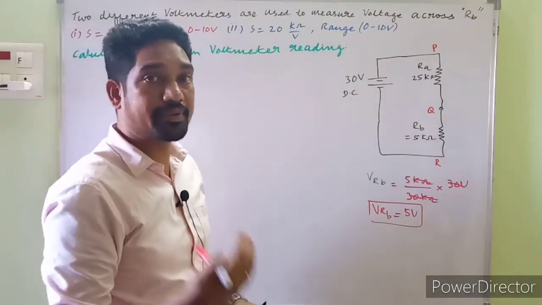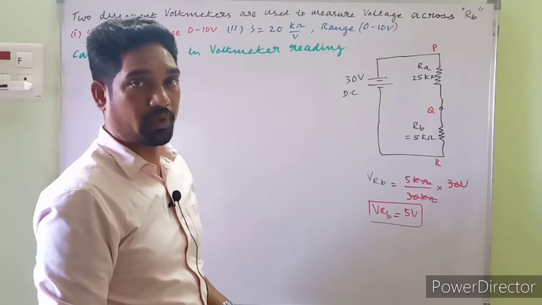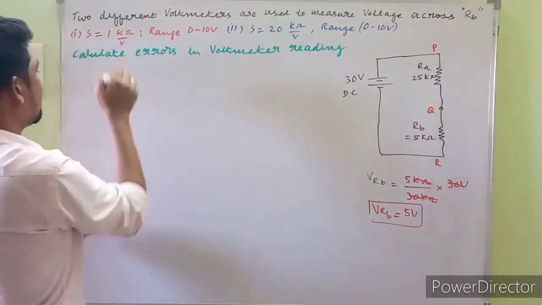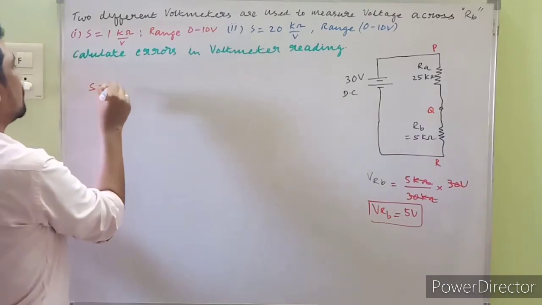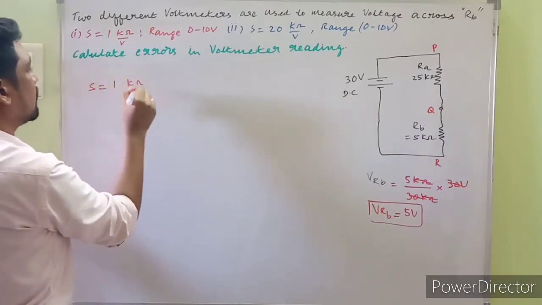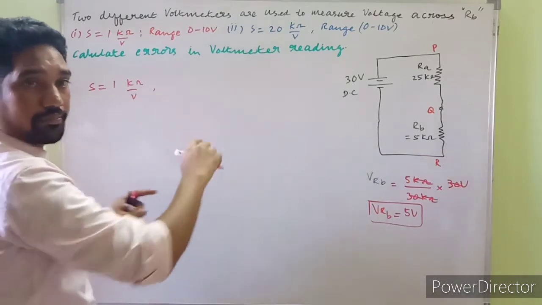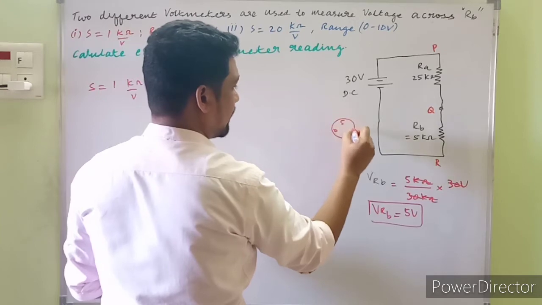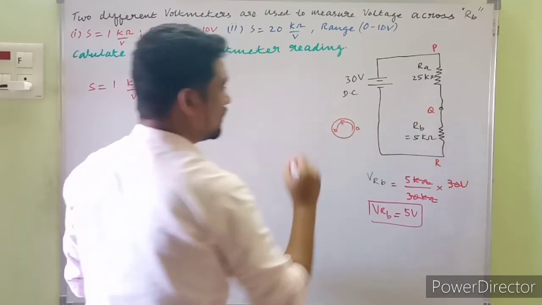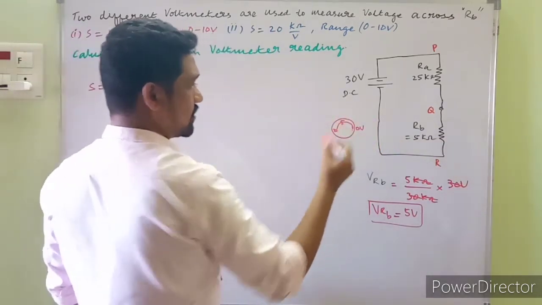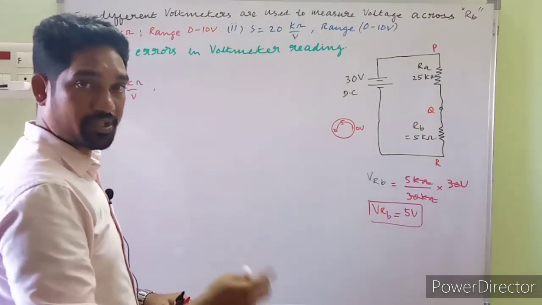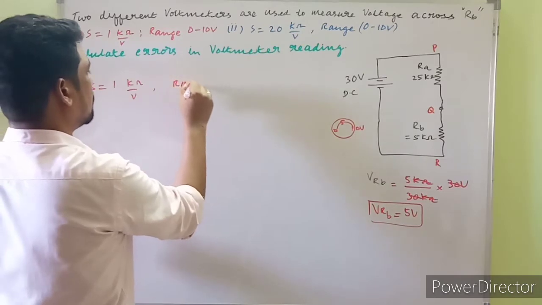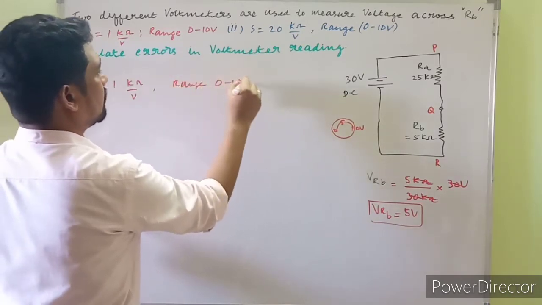Now what will be the reading while we make use of voltmeter 1? The specification of the first meter is given as the sensitivity S equal to 1 kilo ohm per volt, and the meter range is 0 to 10 volts. The scale would be like this, 10 volts being the maximum voltage it can read, and the range is given as 0 to 10 volts.